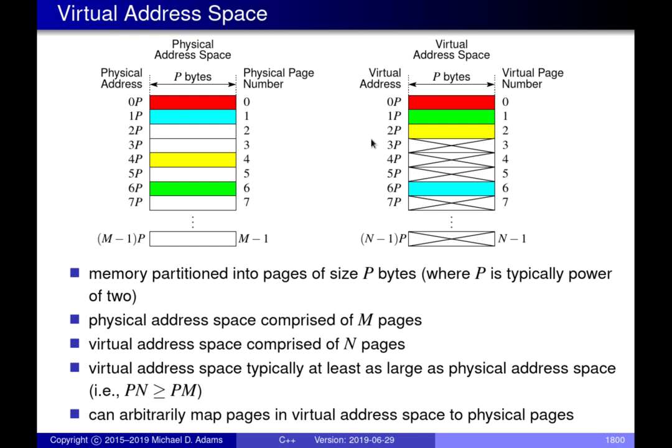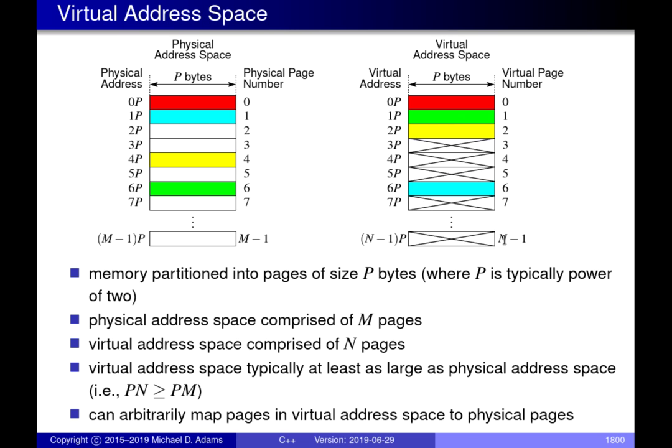And we do a similar thing with the virtual address space. It's also partitioned into pages of size p. So the first p bytes in the virtual address space would correspond to virtual page number 0, and then the second p bytes would correspond to virtual page number 1, and so on all the way down to n-1, where n is the number of virtual pages in the system.